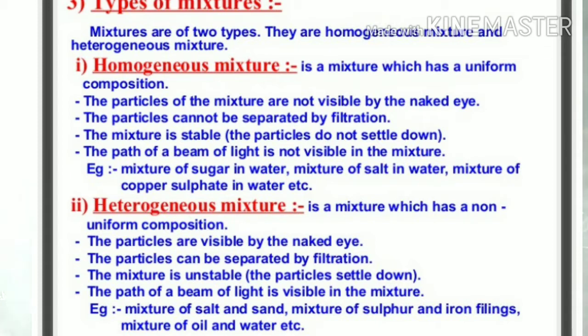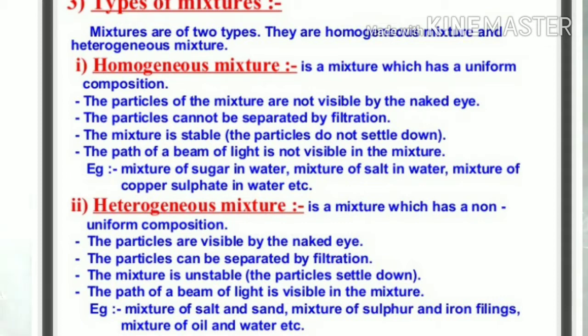A homogeneous mixture is a mixture which has a uniform composition. The particles of the mixture are not visible to the naked eye. The particles cannot be separated by the filtration method. The mixture is very stable, that is the particles do not settle down. When a beam of light is passed through a homogeneous mixture, the path of light is not visible. Examples: mixture of sugar in water, salt in water, and copper sulfate in water.